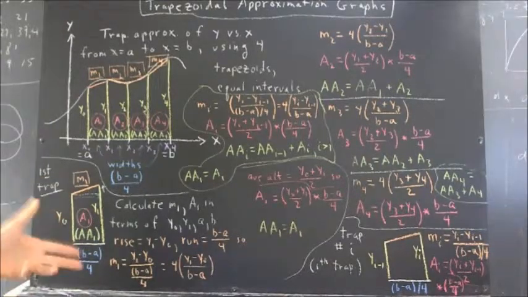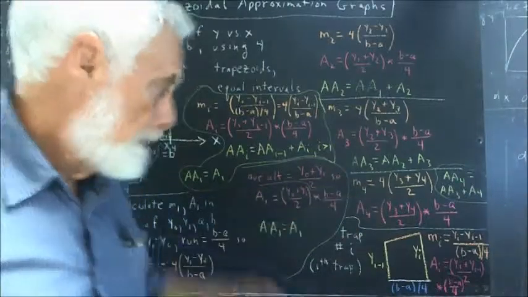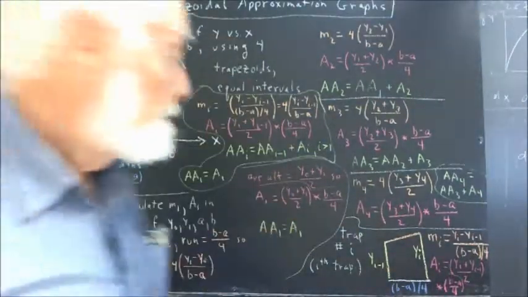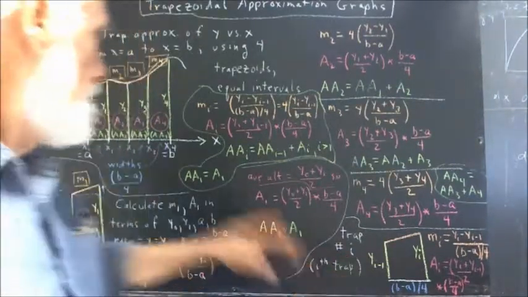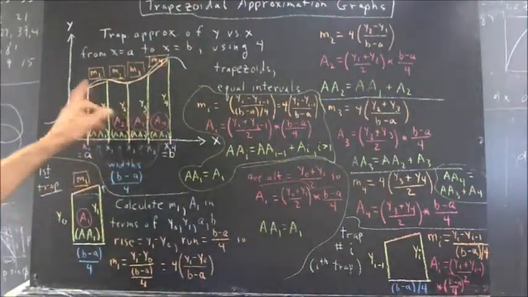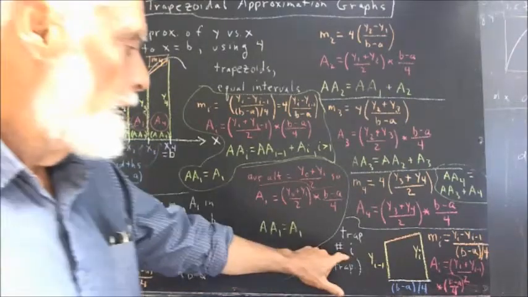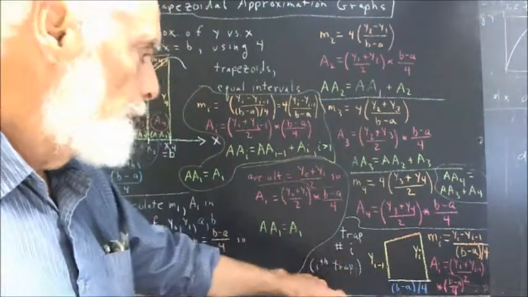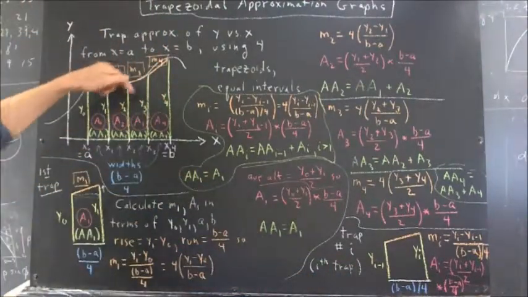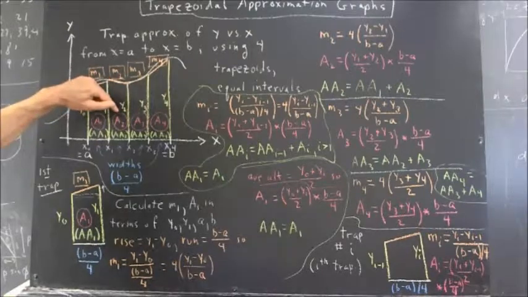Now, a brief summary of the whole ith trapezoid situation. Okay, the ith trapezoid, i stands for any number, in this case from 1 to 4. It could be the first, second, third, or fourth trapezoid. Whatever i is, that tells us which trapezoid it is. For example, if it's the third trapezoid, well, the third trapezoid is here, and y3 is here, y2 is here.